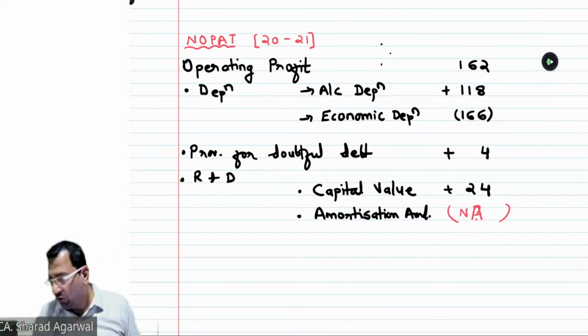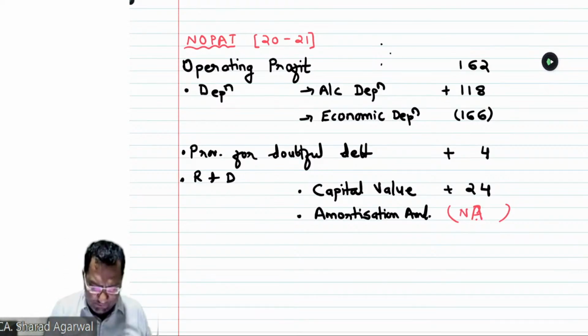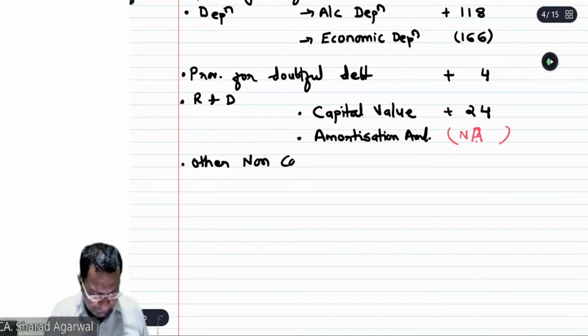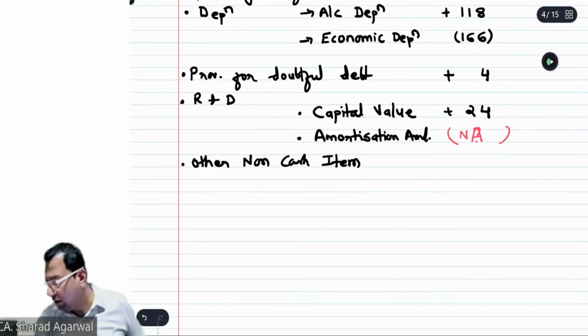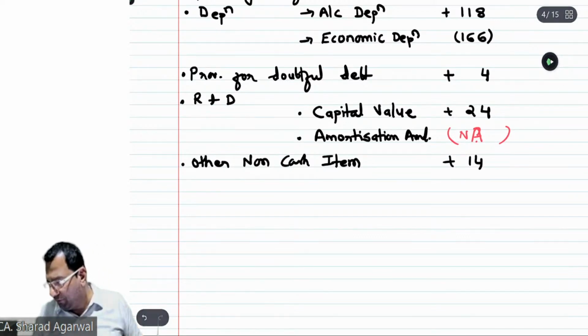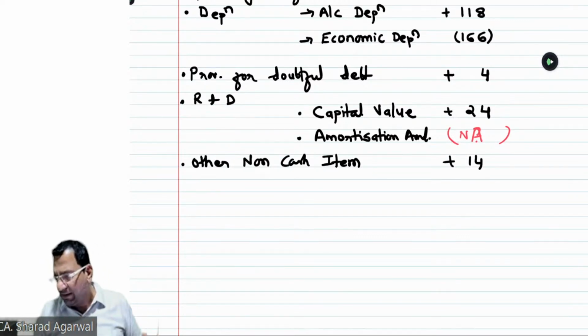Let's see, what about the other non-cash items? We will add back non-cash items because we want to calculate the cash profit. Other non-cash items, what is the amount of the non-cash item? 14 crore rupees we have added back. We have considered point number 2. Now tell me point number 3. Point number 3, you read and tell me.